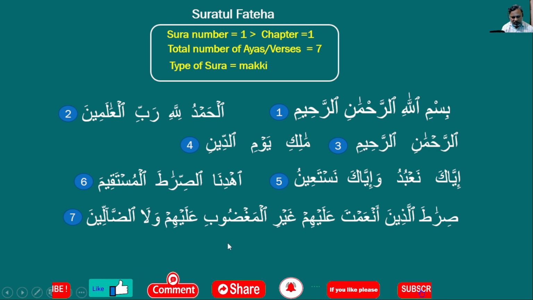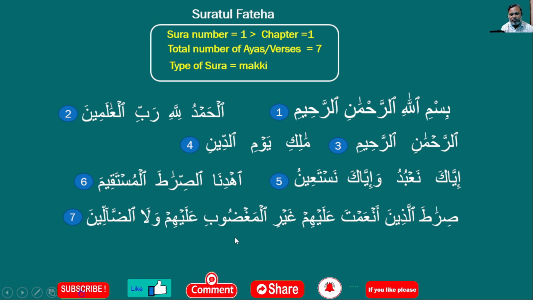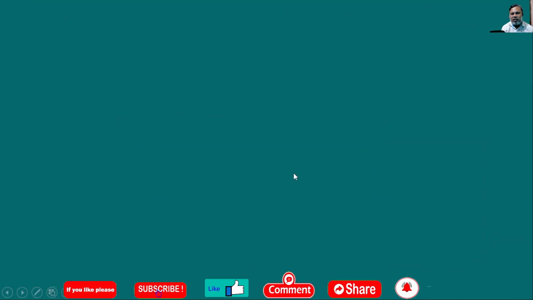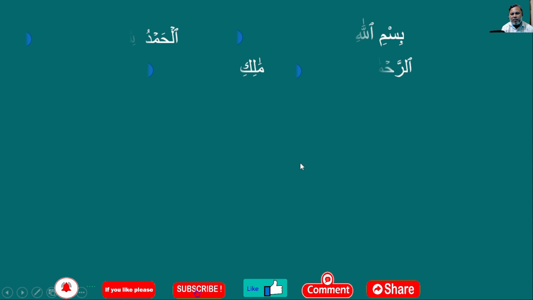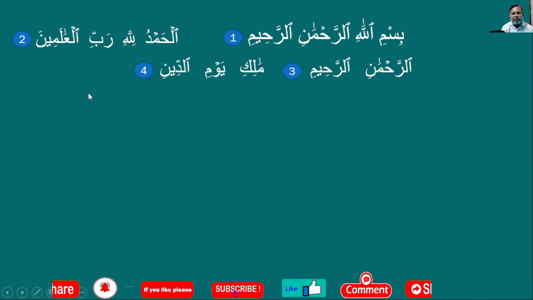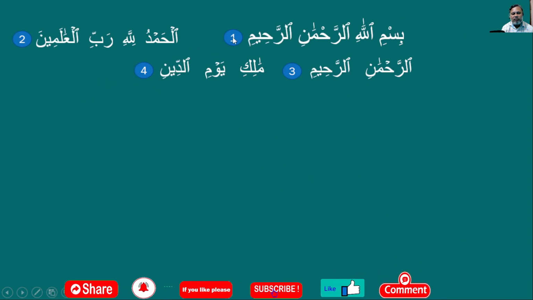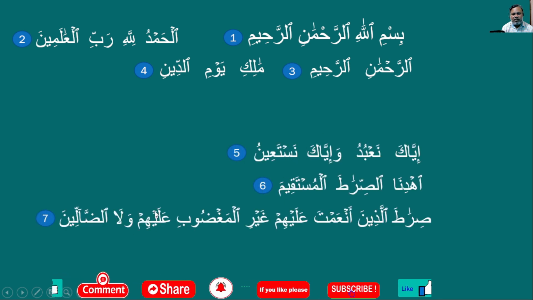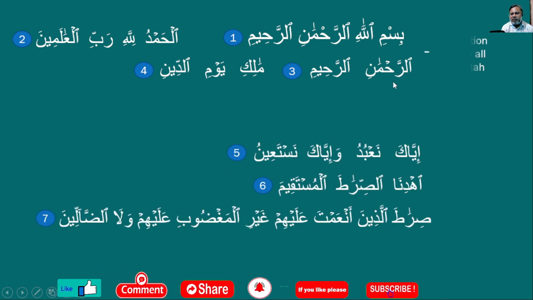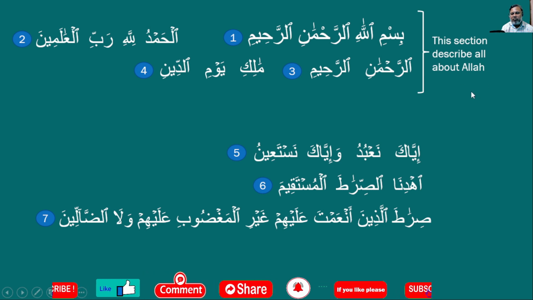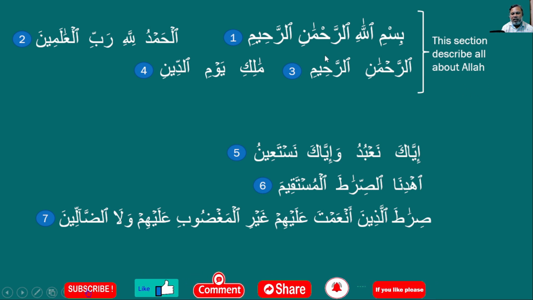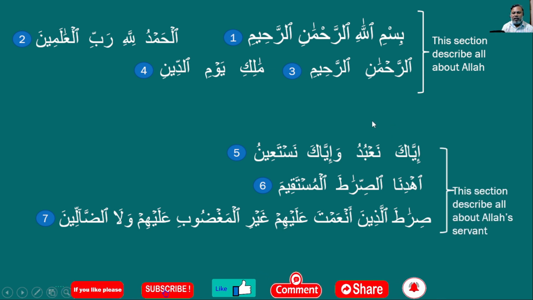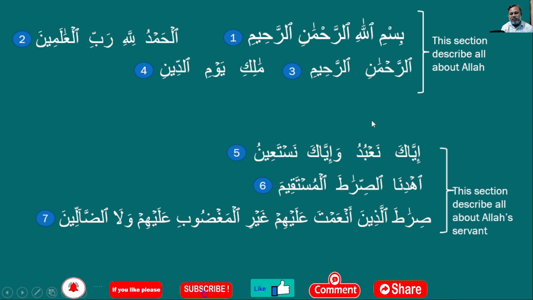These are the 7 verses of Suratul Fatiha. The 7 verses have been divided into 2 sections. Section 1 is verses 1, 2, 3 and 4, and section 2 is verses 5, 6 and 7. Section 1 describes all about Allah, who is Allah. And section 2 describes Allah's servant, the creature, the human being.